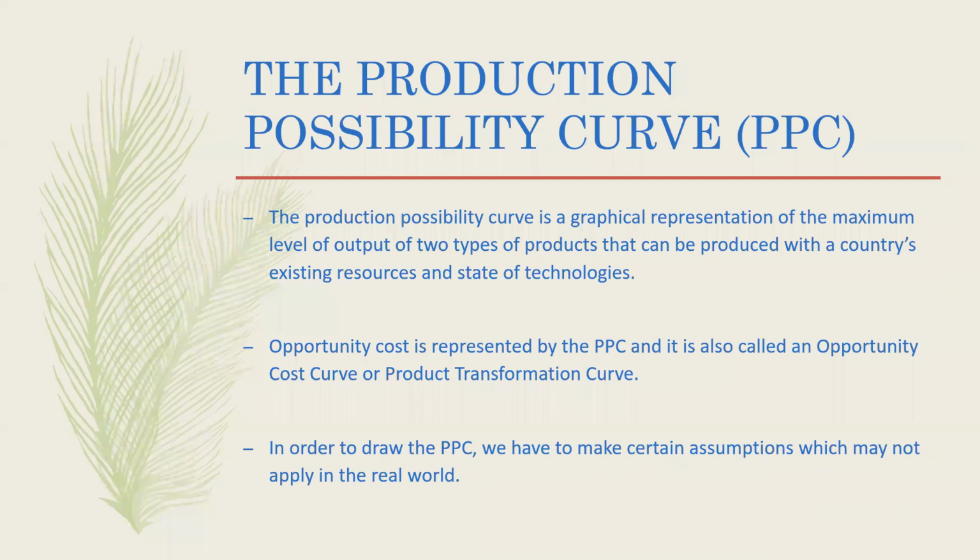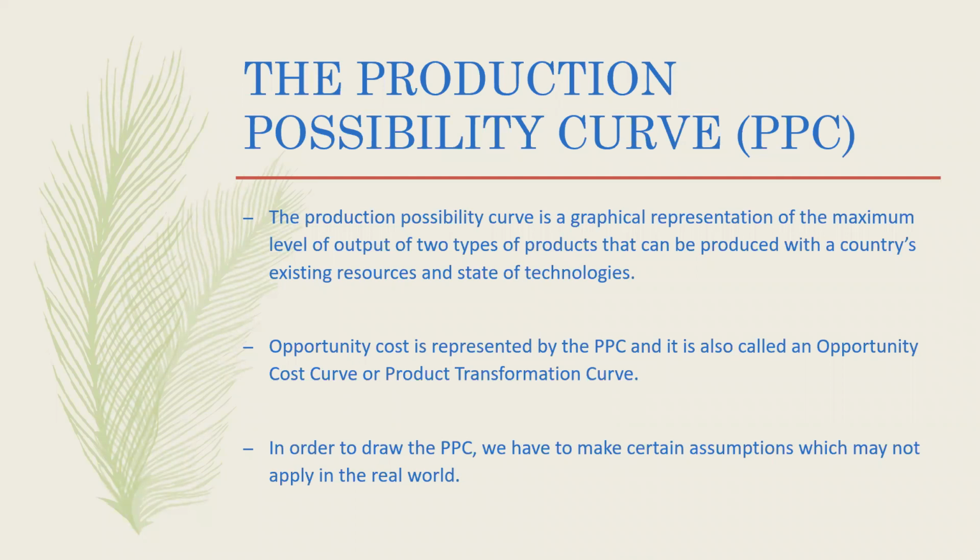All that we just looked at can now be illustrated through a diagram called the PPC, the production possibility curve. Have you heard of it? All right, some yeses, some no's. The PPC is a graphical representation of the maximum level of output of two types of products that can be produced with a country's existing resources and state of technology.